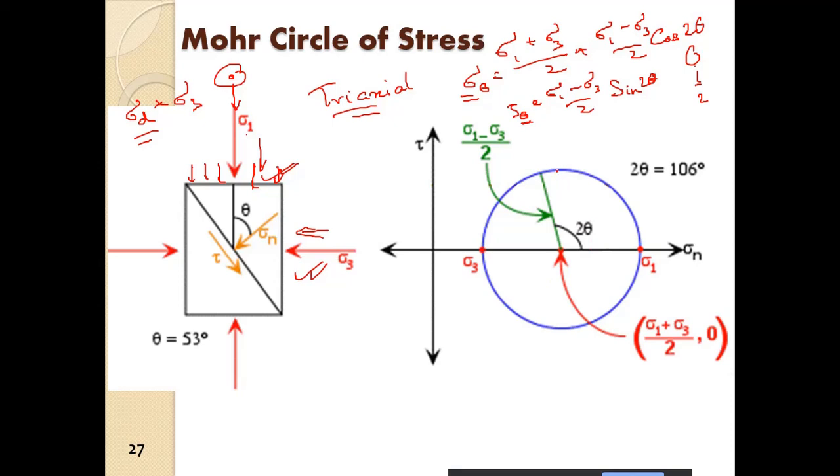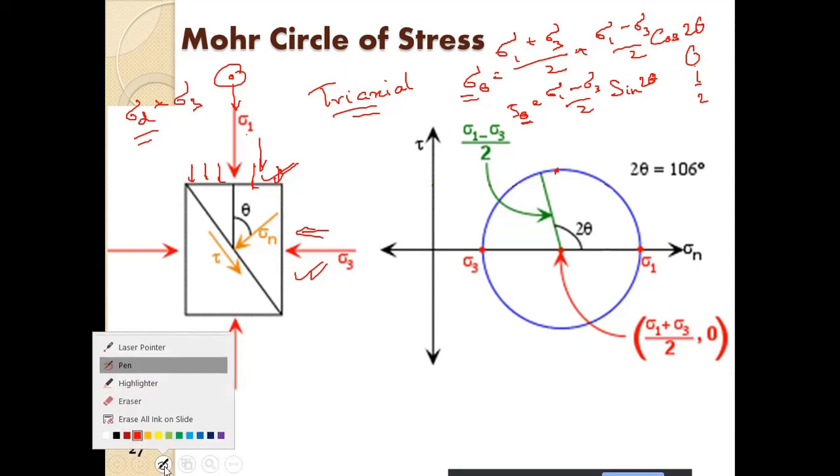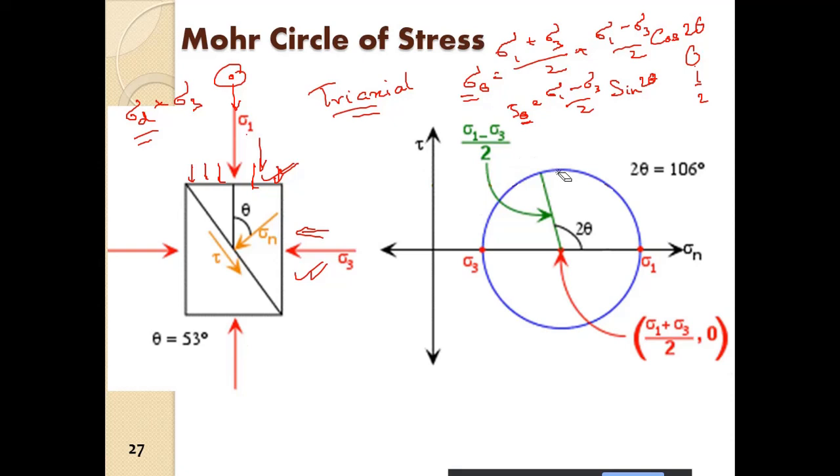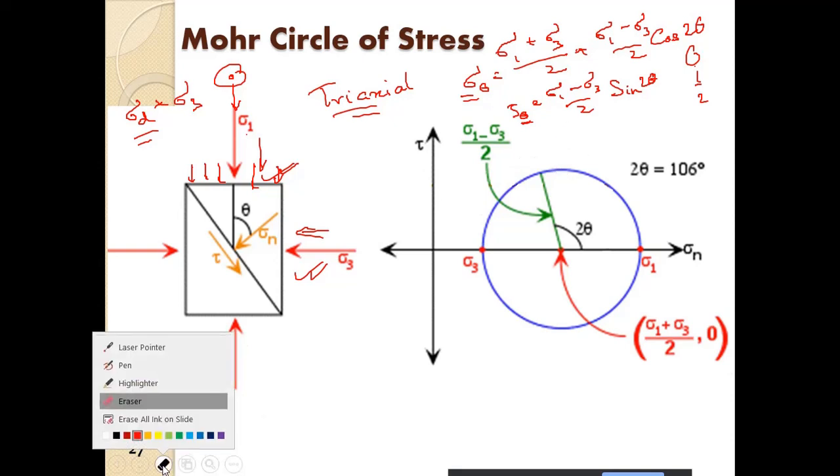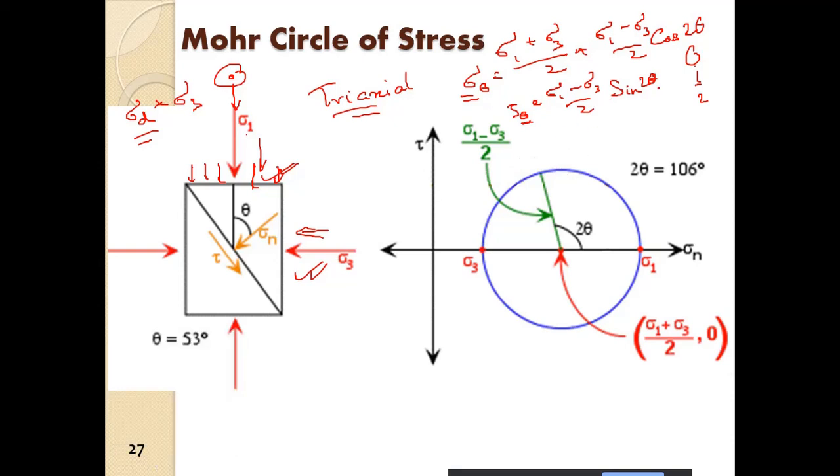Okay, so it will plot here. Here, at theta equal to 0, tau theta is equal to 0, so it will plot here.